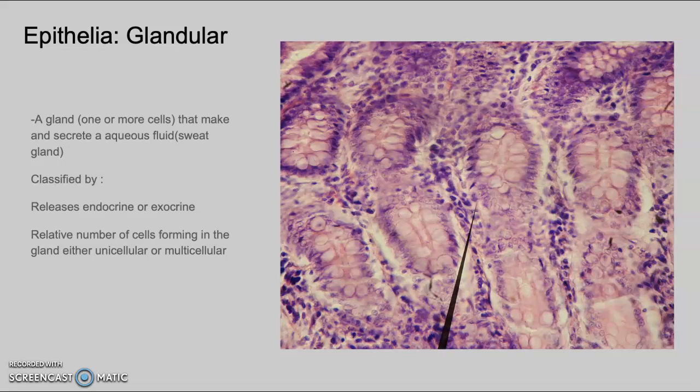Diving into glandular epithelia, you can see a picture right on the right of what it looks like. It is a gland of one or more cells that makes and secretes an aqueous fluid. This can be something like the sweat gland, and it includes endocrine and exocrine glands. It is related to the number of cells forming the gland, either unicellular or multicellular.